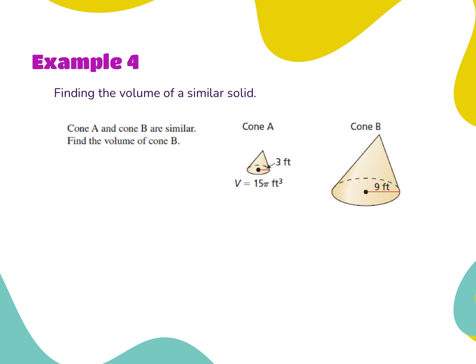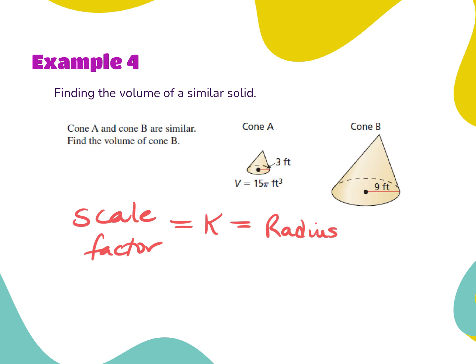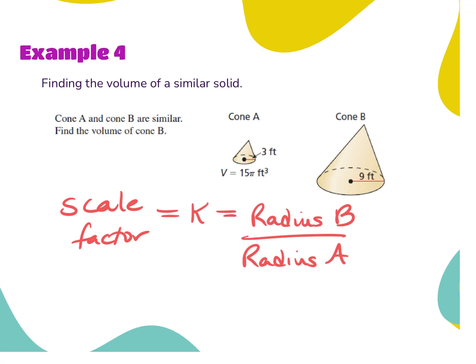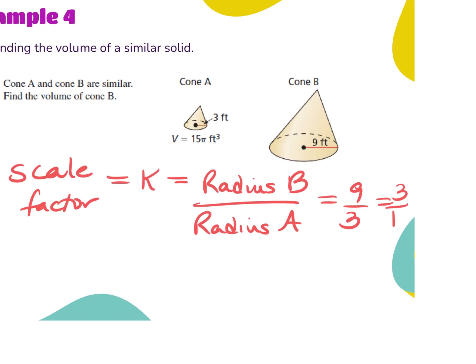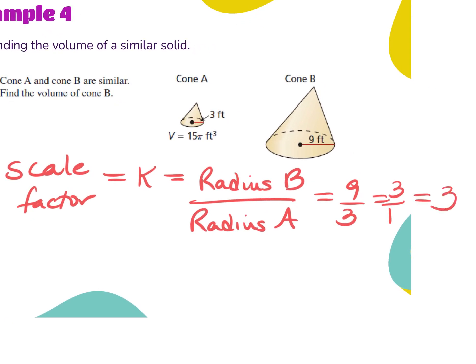So notice they gave us the radius of both cone A and cone B. Let's say they ask us to find the scale factor. Now, in the homework, they're probably not going to ask you for it, but if they did on a standardized test, to find the scale factor, we have to figure out what they did to cone A to make it into cone B. So I would find the radius of cone B and put it over the radius of cone A. So B is 9, A is 3, 3 to 1. My K, or my scale factor, is 3.